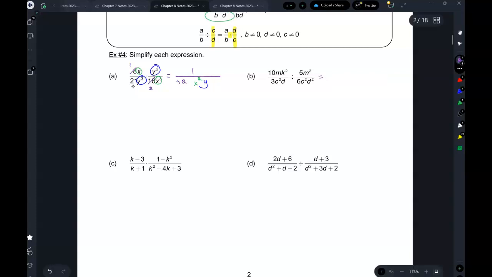Okay, here, I have 10 mk squared over 3c squared d. I'm dividing by that fraction. That means I have to do times 6c squared d squared over 5m squared.